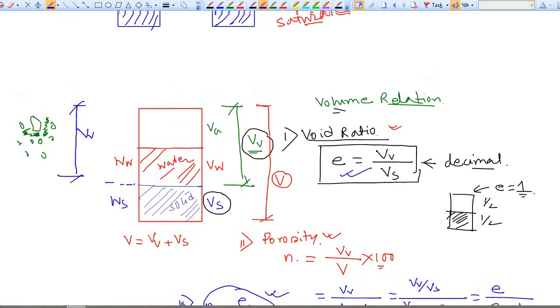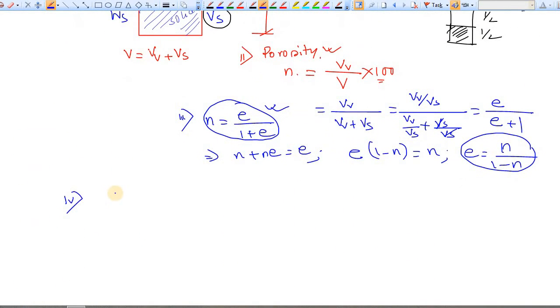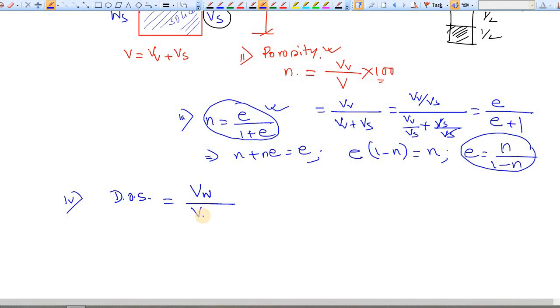Here you have seen that in a dry state, this volume of void is completely filled with air, there is no water. But in complete saturation, there is no air, only water. So we can define degree of saturation by the quantity of water, volume of water Vw, to the total void, that is Vv. So degree of saturation is volume of water to volume of void.